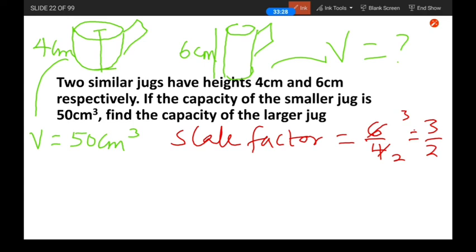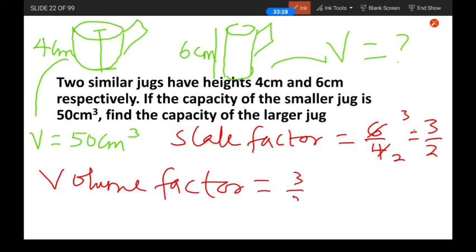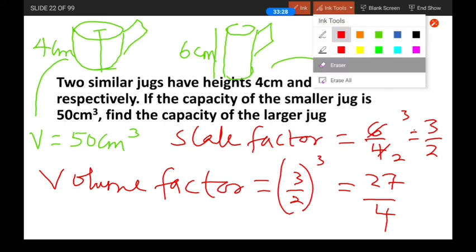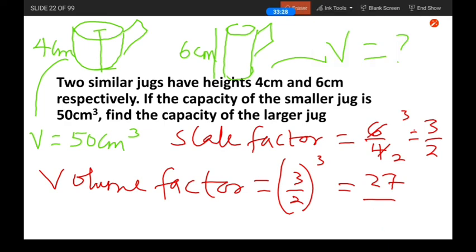Because you are looking for capacity, we need volume factor as well. And volume factor is the cube of linear factor or scale factor. And that becomes what? 3 raised power 3, 27. 2 raised power 3. No, this is 8. You have to be very careful. This is 8. So 27/8, right? So let's move on from there.